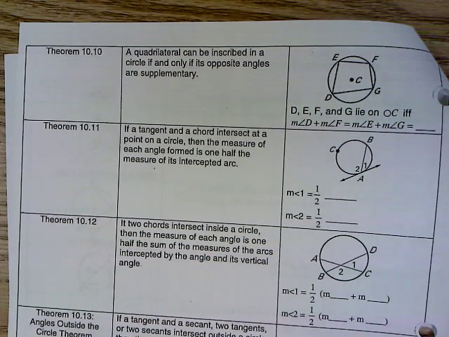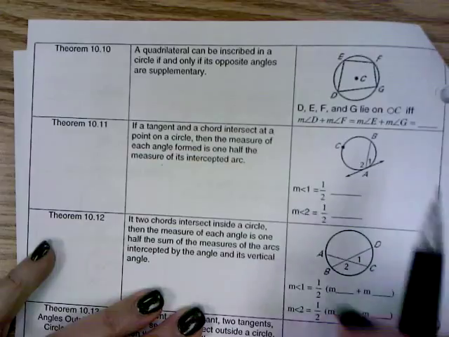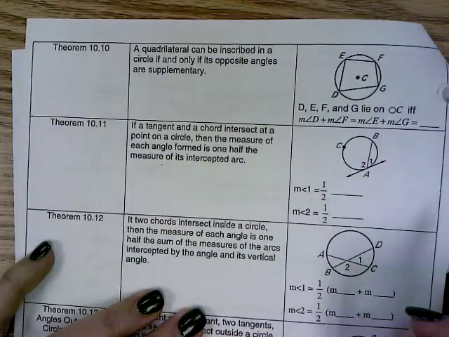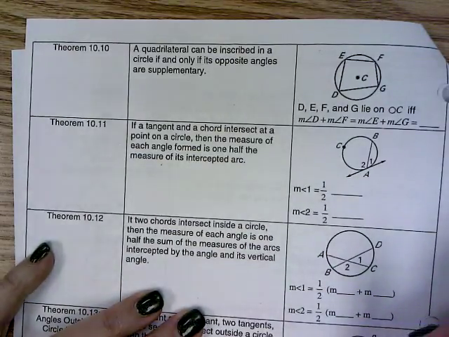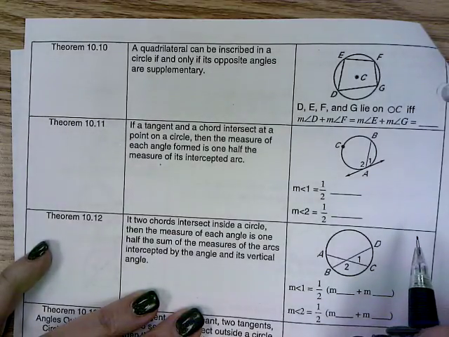Okay, Theorem 10.10 says, a quadrilateral can be inscribed inside of a circle if and only if its opposite angles are supplementary. Now, this is different from what we learned last unit. Last unit, we did not have the quadrilateral trapped inside of a circle. Because he's trapped inside of the circle, that means that he only has 360 degrees to totally play with.